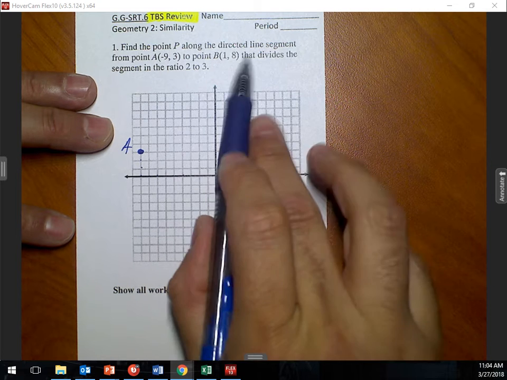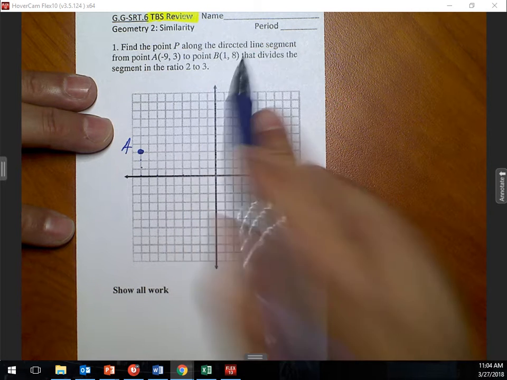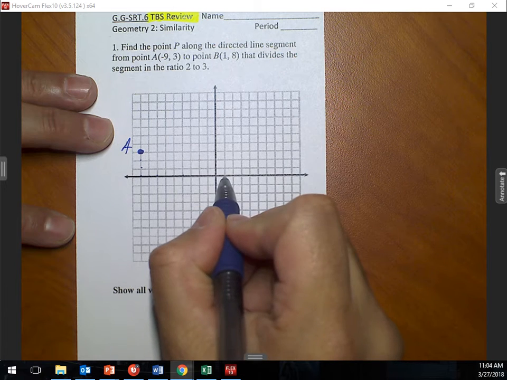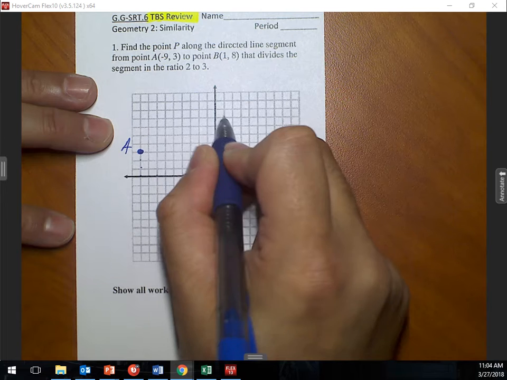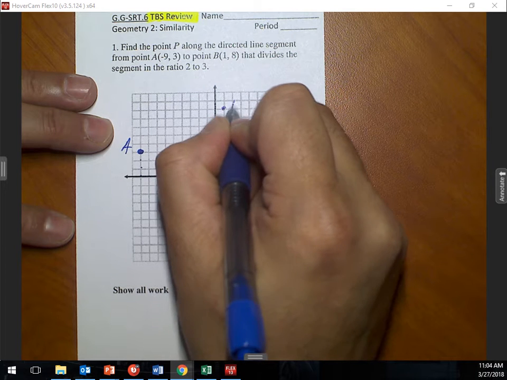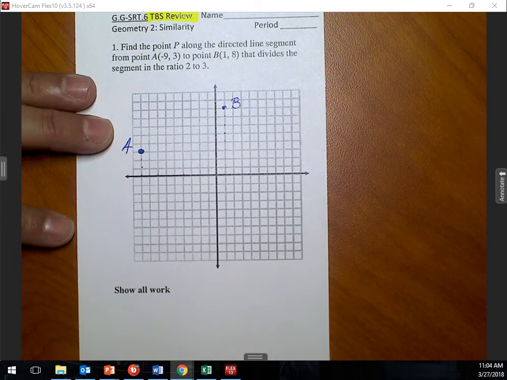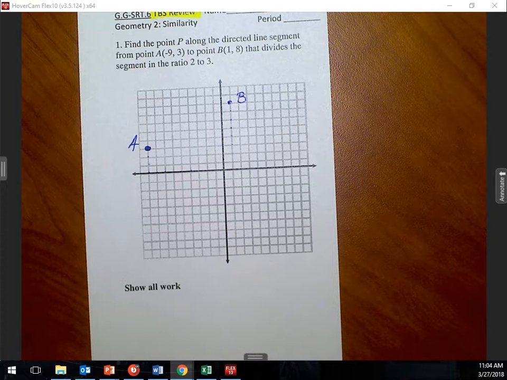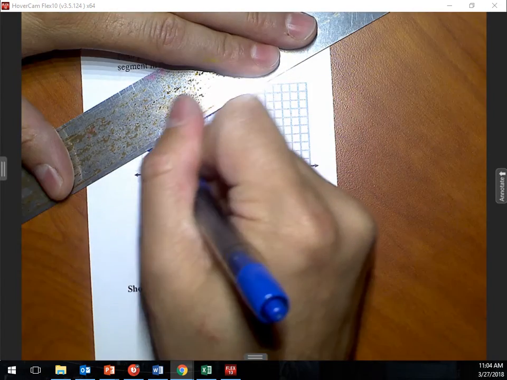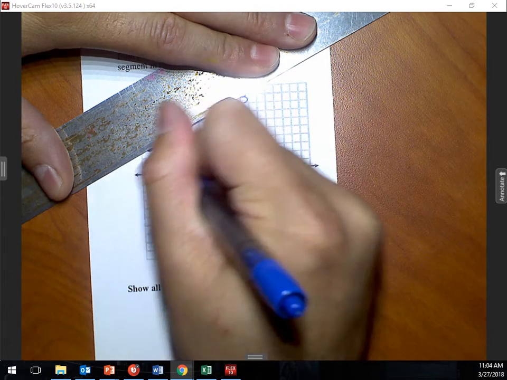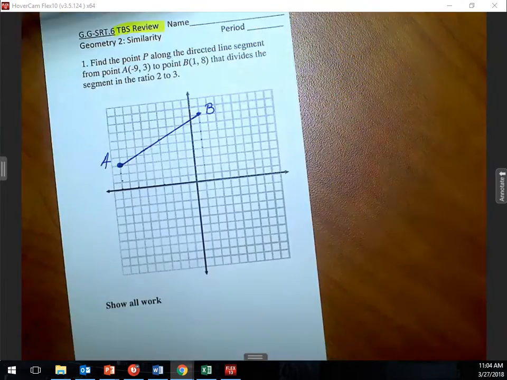Alright, so now let's take a look at the next one. Point B is at 1, 8. So to the right 1, up 8. 1, 2, 3, 4, 5, 6, 7, 8. That's going to be my point B. Yes? Alright, so I'm going to draw a line, you guys. Doesn't need to be perfect, but it works. So just draw your line on there.